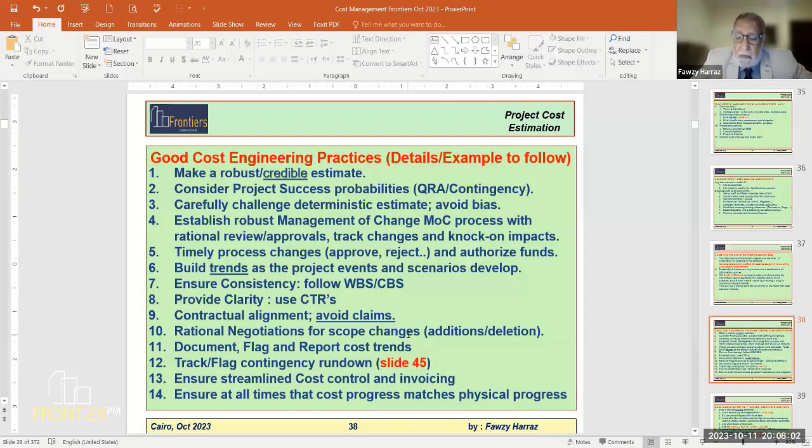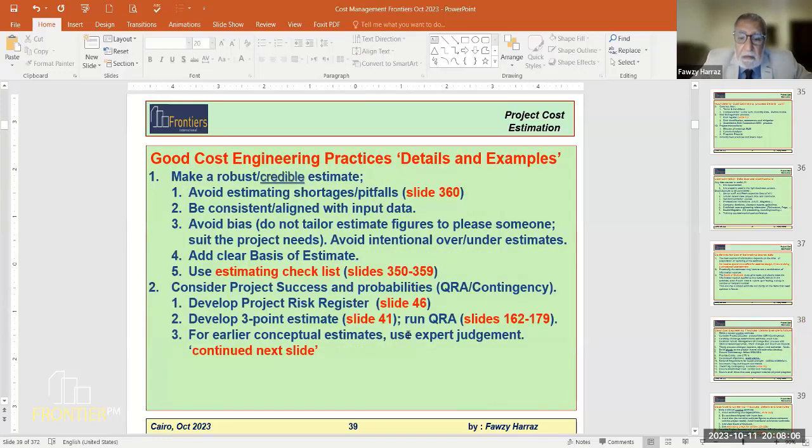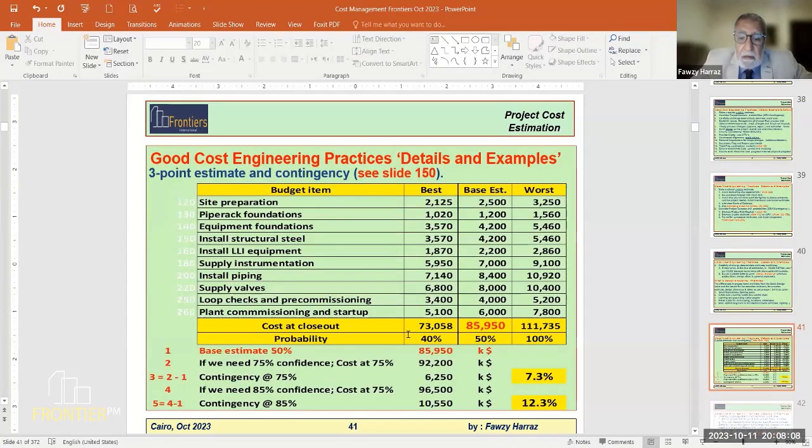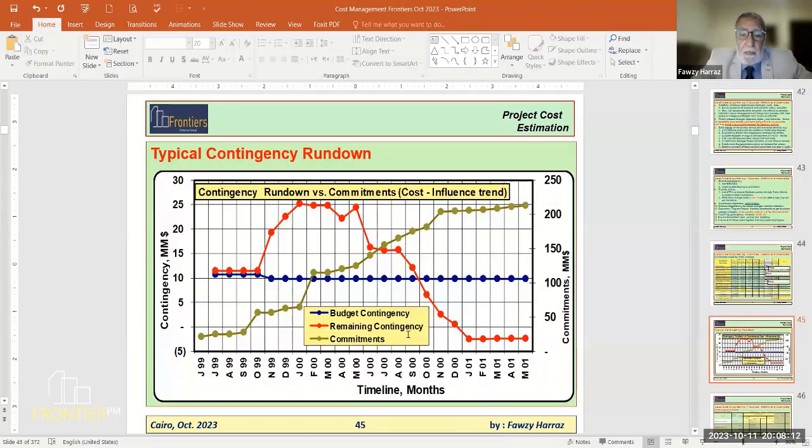Contingency rundown. This is the slide quite close here. It's a curve like that. The red curve is what we are monitoring. The two other curves actually. So what the red curve says is that, okay, we start with a contingency of 10 million here.